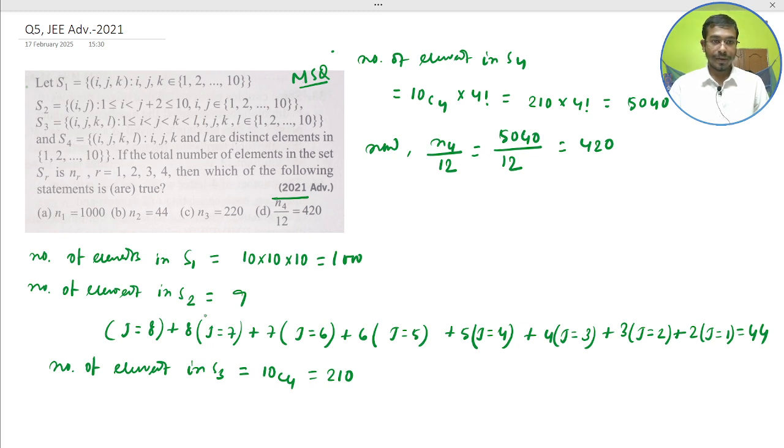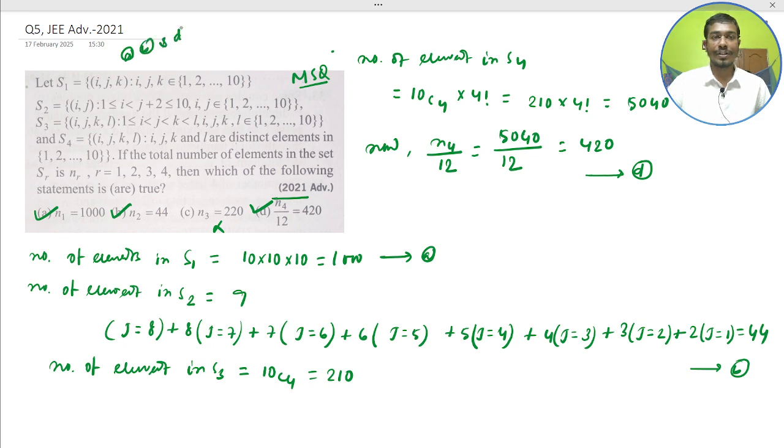First, N1 is 1000, which is also correct here. Next, N2 is 44. This is 44, so B would be correct. Next, N3 is 220. This is not correct because here we just get 210. Okay, C would not be correct. And N4 by 12 is 420, so D would be correct. So here A, B and D, three options, are correct. There is no partial marking, and if you have done the three options A, B and D, you would get the full marks.